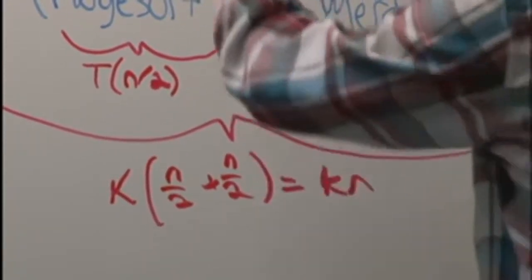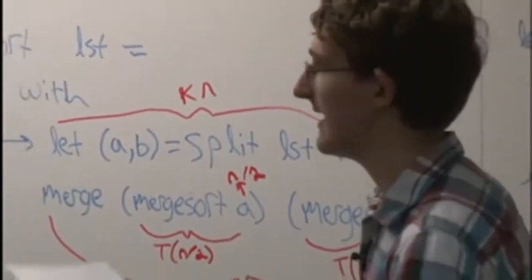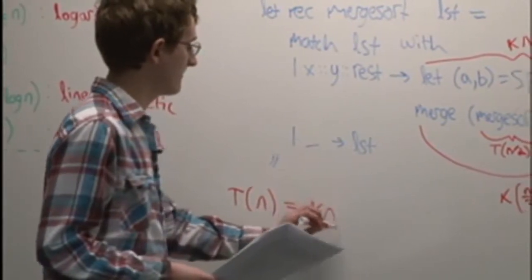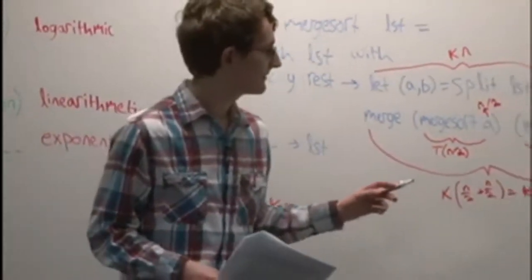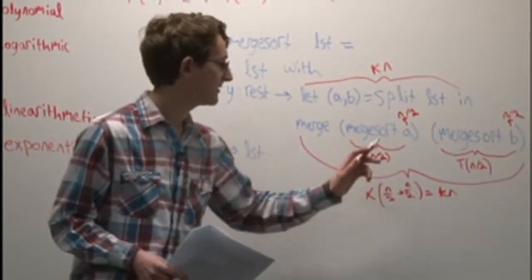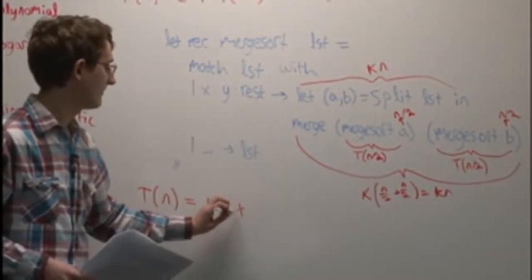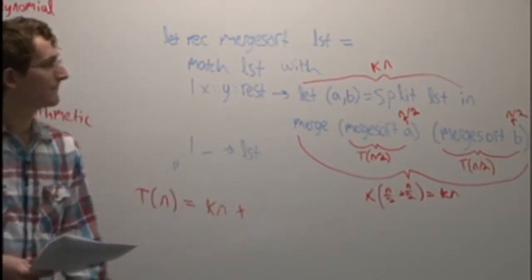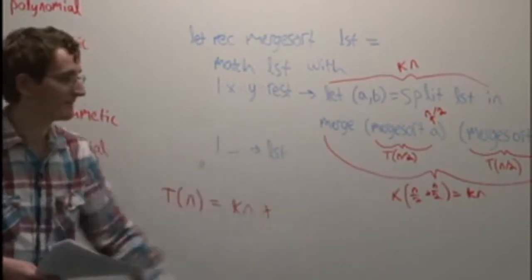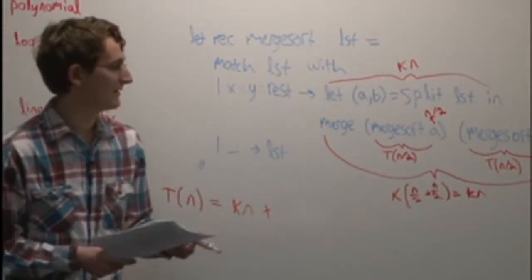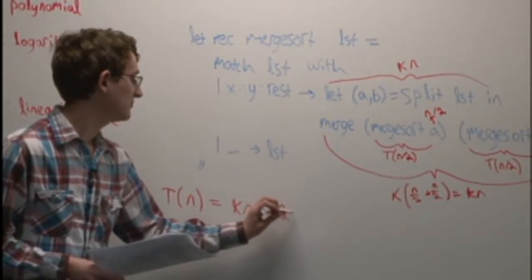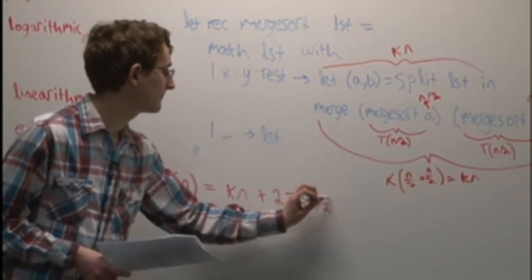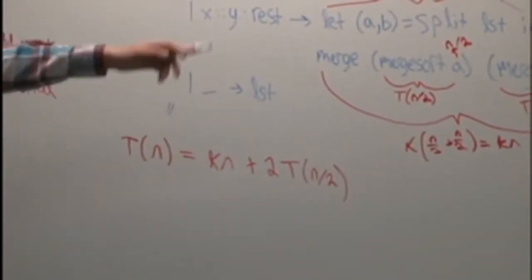So the kn's stack because k can be any constant. So we can just write that as a single kn. And then we've got T of n over 2 plus T of n over 2. And those don't stack because, well, we don't have any sort of generic constant symbol there. So plus 2 T of n over 2. And that's all of our terms.